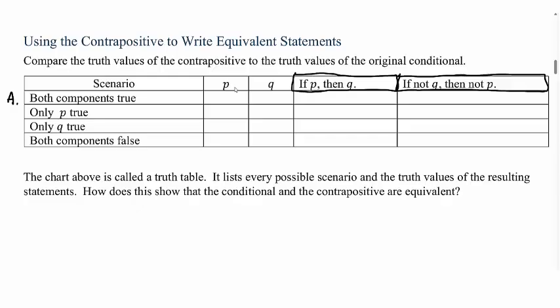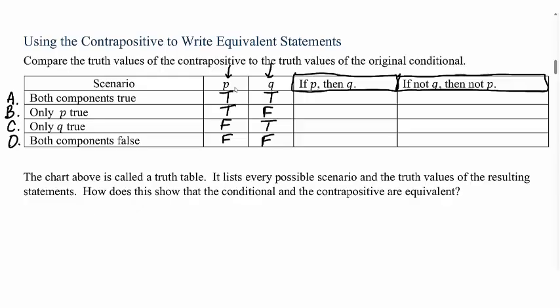Scenario A, both components are true, so P and Q are both true. Scenario B would be only P is true, but Q is false. So we have a true and then a false. You see the headings for P and Q, so I'm just using the description of the scenario to fill in what their truth values would be. The next possible scenario is only Q being true, right? So it's possible Q is true, but the hypothesis was false. And then it's also possible that both components are false. These 4 scenarios are the only possible scenarios.